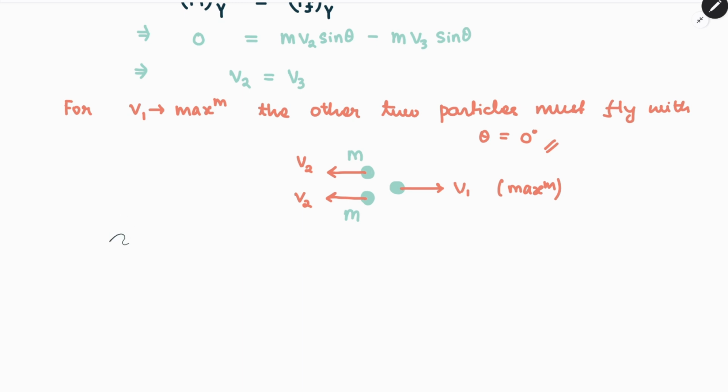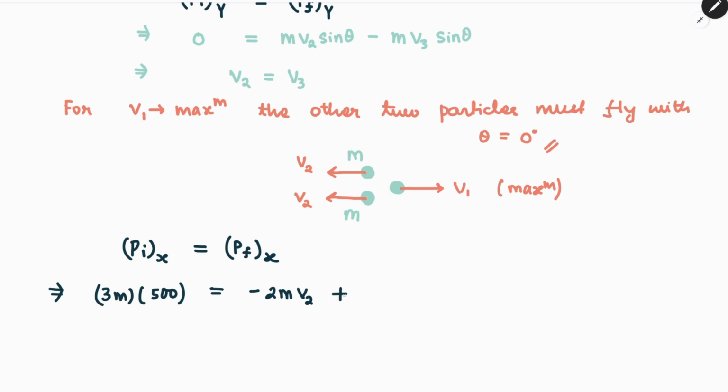Now what we do is we apply momentum conservation in the x direction. So initial momentum in the x direction must be equal to the final momentum in the x direction. Initial momentum in the x direction is 3m mass moving with 500 meter per second, and for the final case we say minus 2m v2 in the opposite direction plus mass m moving with a speed v1 in the forward direction, and this serves as equation 1 for this particular problem.